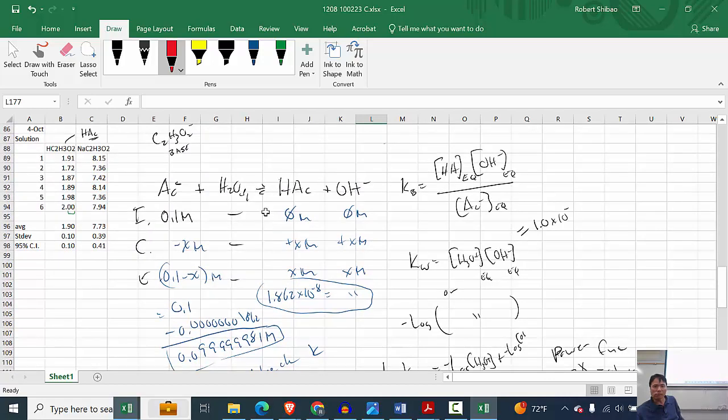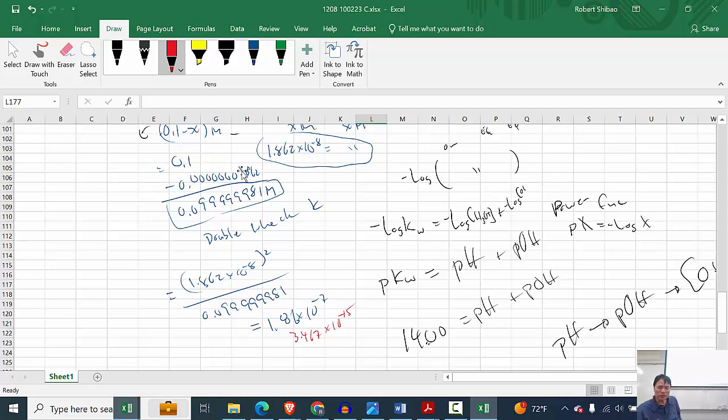Okay. Since you two got that, 3.467 times 10 to the negative 15, let's go with that. Yeah, mine's way off. Way off. Okay, that looks good. Now let's compare that to the accepted. That's our experimental K value.